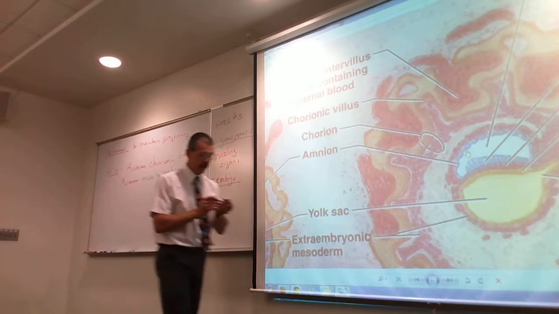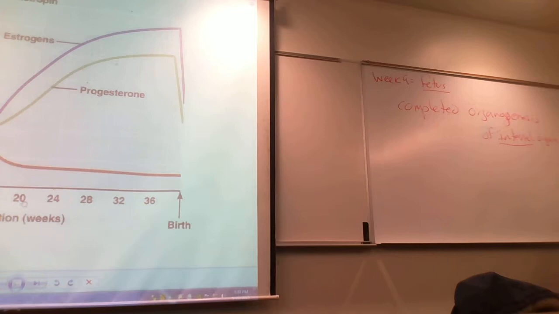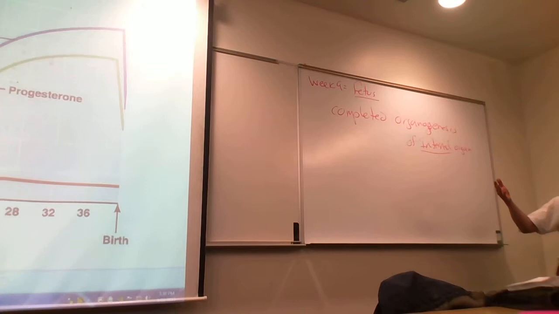Why would an embryo want to make a hormone? In this context, to stop my body from menstruating. What happens to embryos if you menstruate? They die, right? So the embryo is saying, congratulations, I live here now, don't menstruate. The purpose of this hormone is to override your menstrual cycle, put it in a holding pattern. So what's the purpose of this hormone? It's to maintain the corpus luteum.